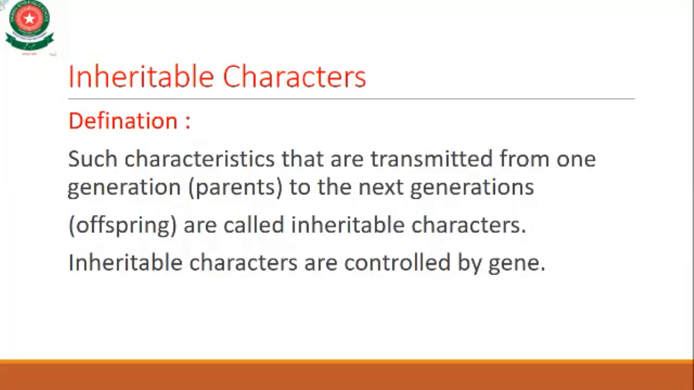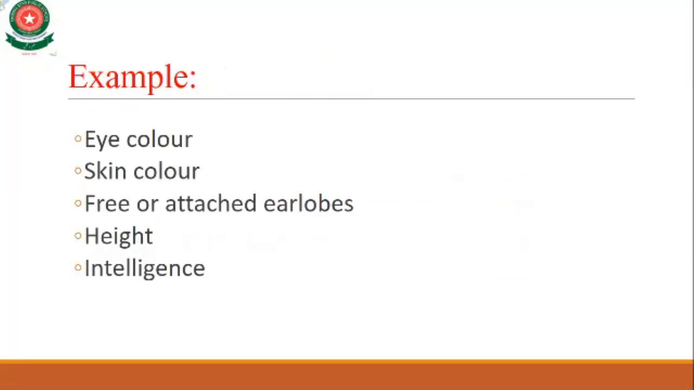First of all, we discuss the inheritable characteristics. Such characteristics that are transferred from parents to offspring. Parents mean one generation, and offspring mean the next generation, from one generation to another generation, are called inheritable characteristics. Basically, inheritable characteristics are controlled by genes. Genes are present in the DNA. DNA stands for deoxyribonucleic acid.